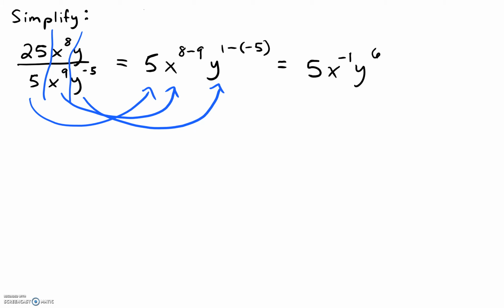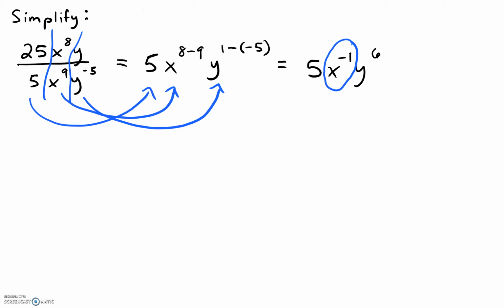Now it's looking even better, but there's still more that we can do. We've gotten rid of our fractions. We've combined everything to where we only see one base happening at one time. We've simplified the exponents, but we still have this term with a negative exponent. And when you're simplifying problems like this, you want to get rid of all of those.